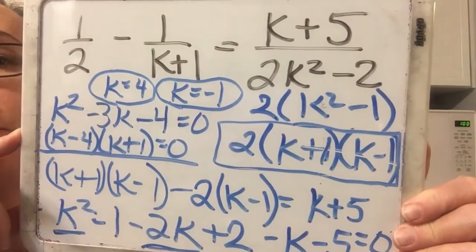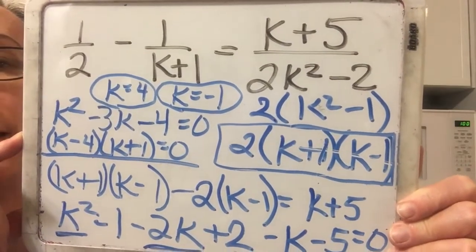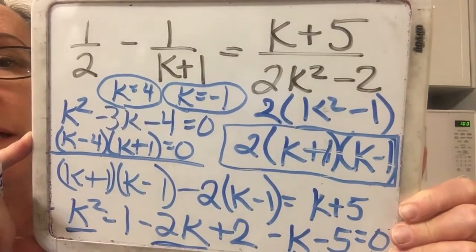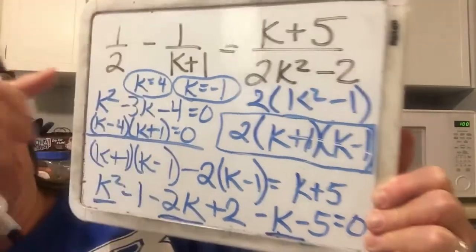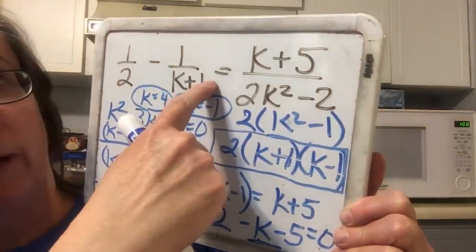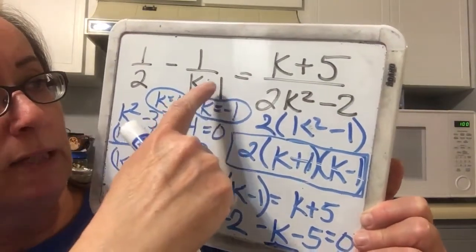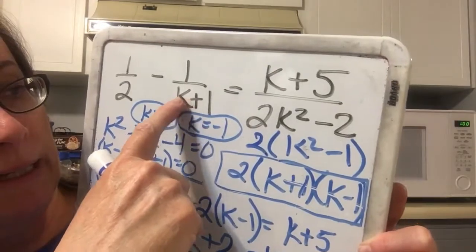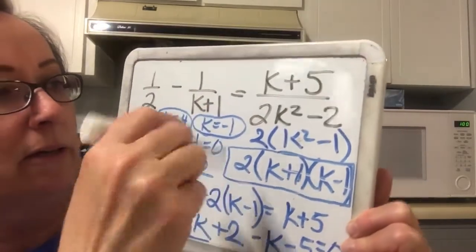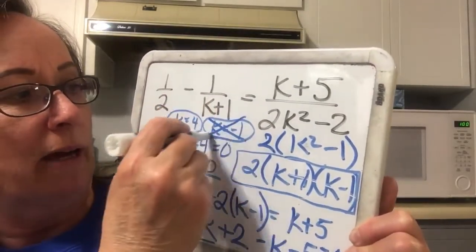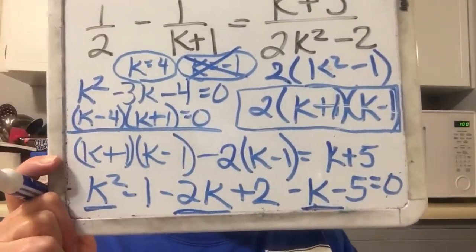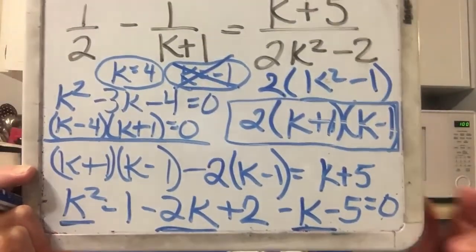But although k is 4 is a valid solution, what about k is negative 1? Doesn't it give me a problem right here? Okay, so k plus 1 is in the denominator. If I plug in a negative 1, I get a 0 in the denominator. Therefore, I only have one valid solution, and that is k is 4.